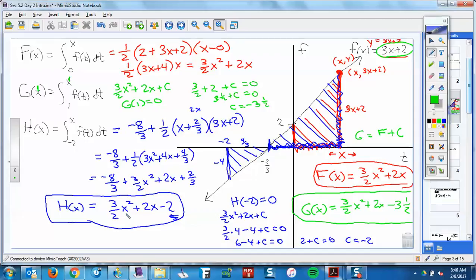What would your formula be? Is it just 2? That's just what you see. That's all you have left. If you do big F minus big H, you'll get 2. So your formula would be 2.